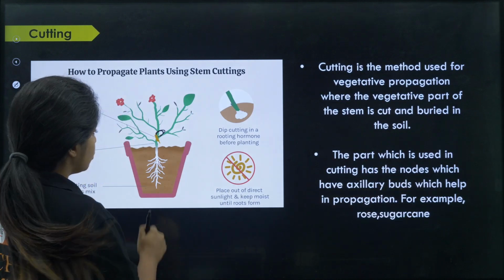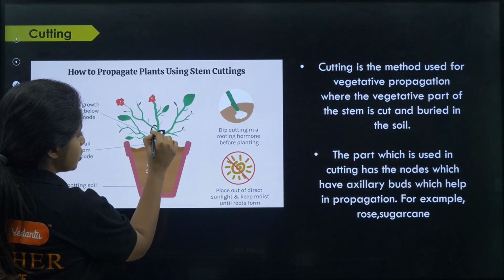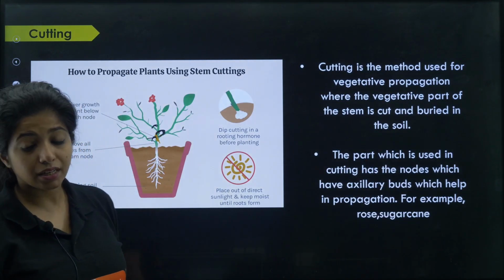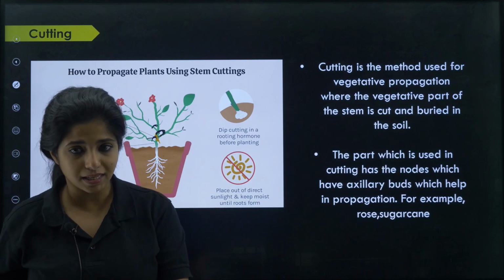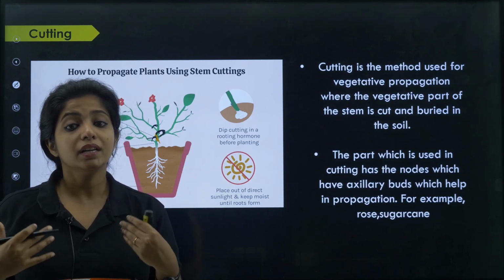What do you mean by axillary buds? The small buds that arise usually over here are known as axillary buds. Now if the buds are arising somewhere else, then you call them adventitious buds.